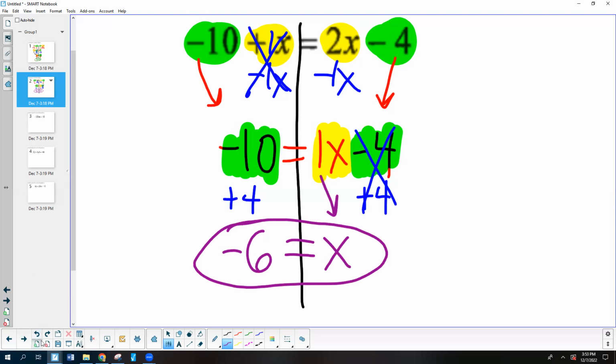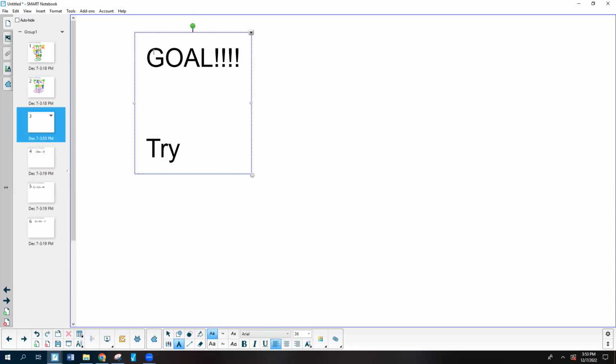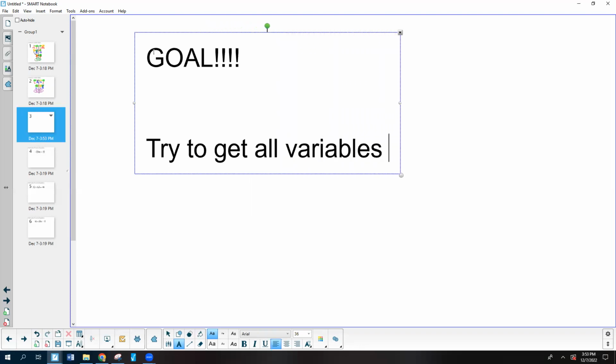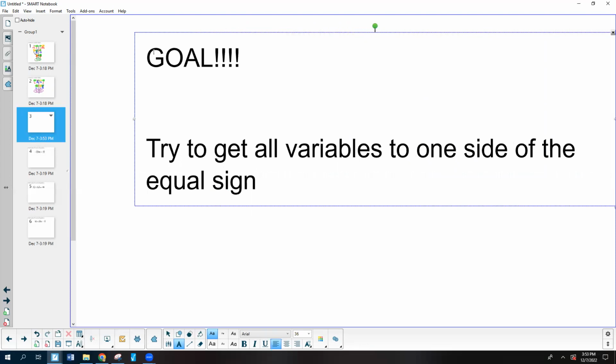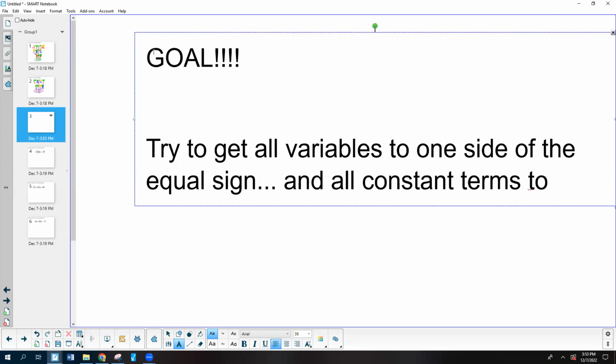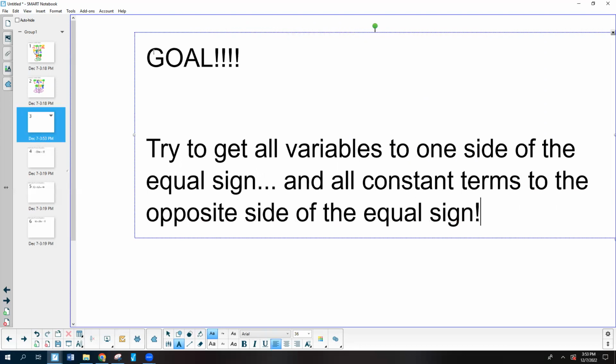Just some reminders for you really quickly, guys. Make sure that you try to get all variables to one side of the equal sign and all constant terms to the opposite side of the equal sign.